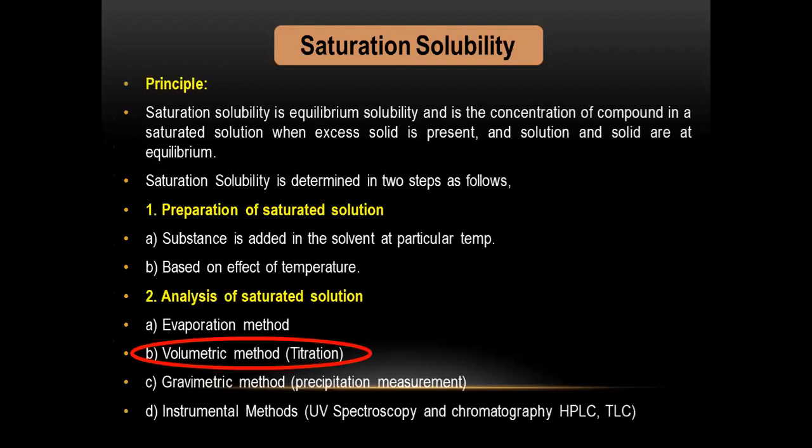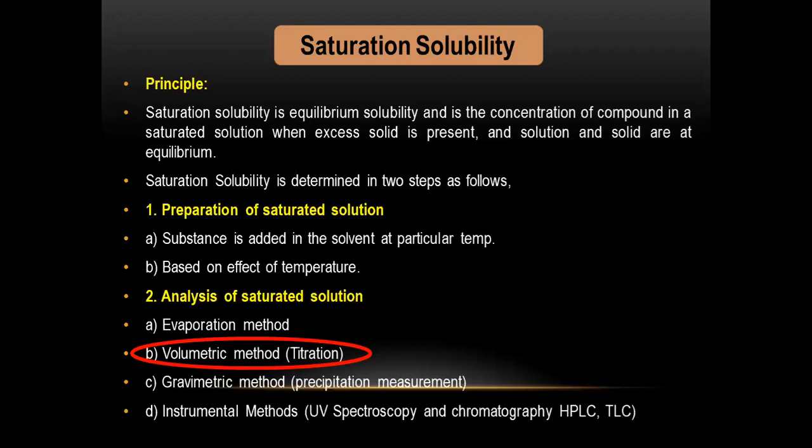So saturation solubility is an equilibrium solubility and is the concentration of solute in a saturated solution when excess solid is present and the solution and solid are at equilibrium. There are two steps involved in the determination of saturation solubility. First is preparation of the saturated solution. The substance is added in a solvent at a particular temperature. It's based on the effect of temperature. Then the next part is the analysis of the saturated solution.